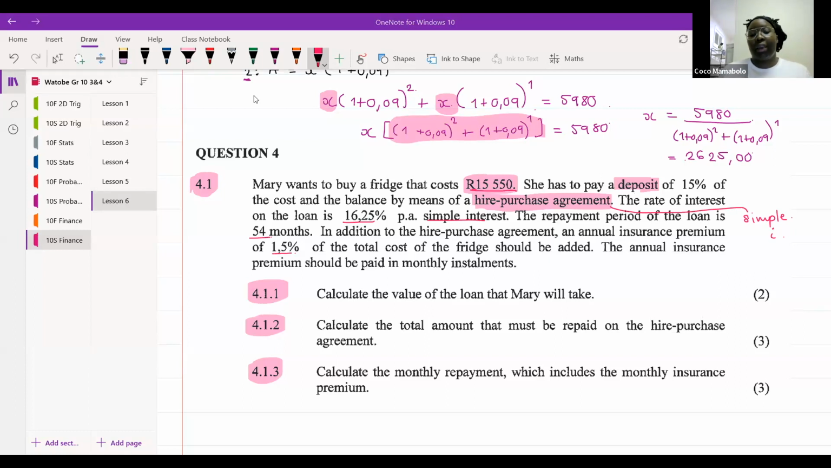Now it says, calculate the value of the loan that Mary will pay. So we know that she has to pay a deposit. So we know she's going to have to take 15,550 and pay 15% of that. So we can work out 15% of 15,500. How much is that, peeps?